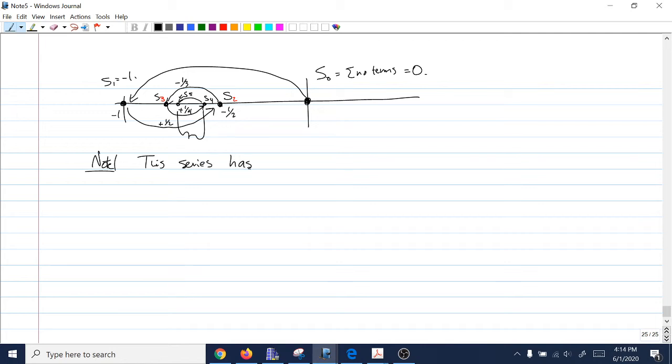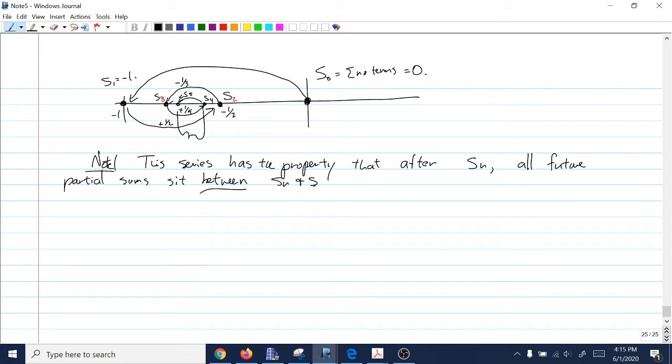This series has the property that after Sn, all future partial sums sit between Sn and Sn minus 1. So between S4 and S3 sit S5 and S6 and S7 and so on forever.